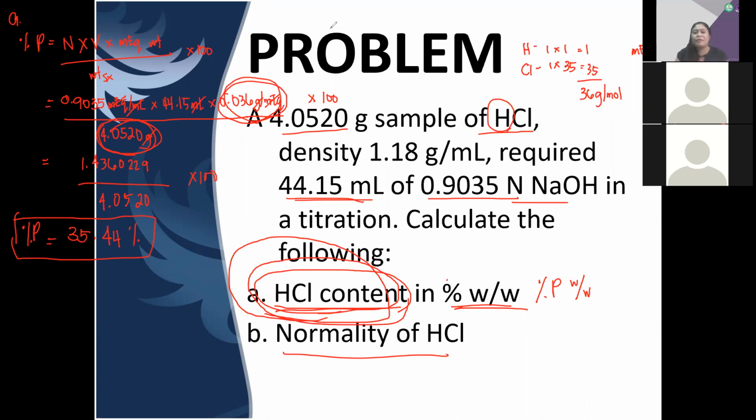Now how about letter B? What's your answer for letter B? What did you do here? Let me check.